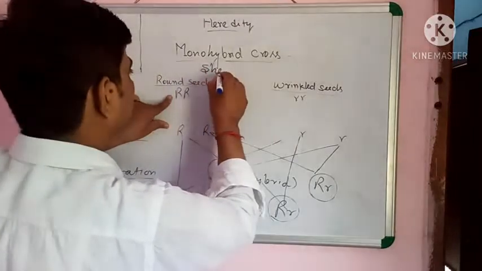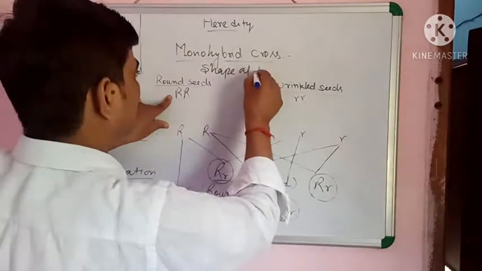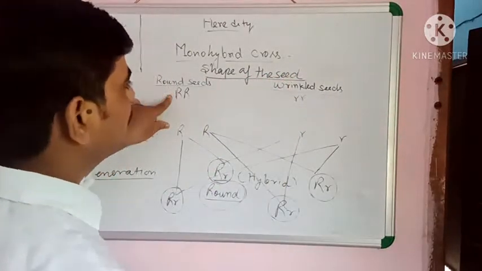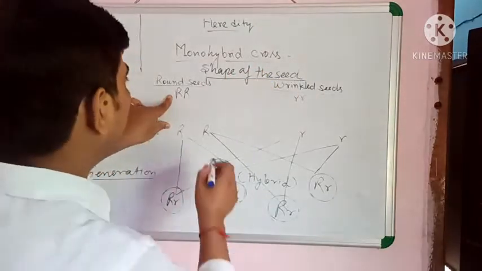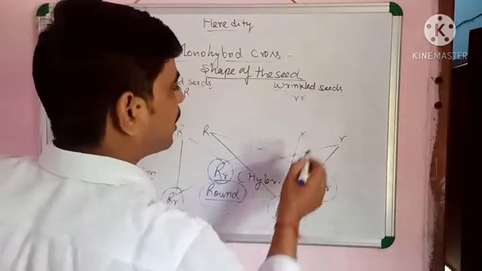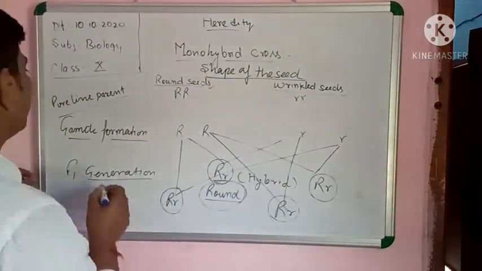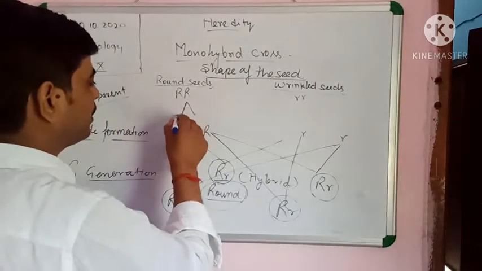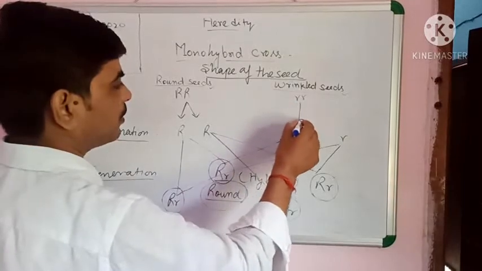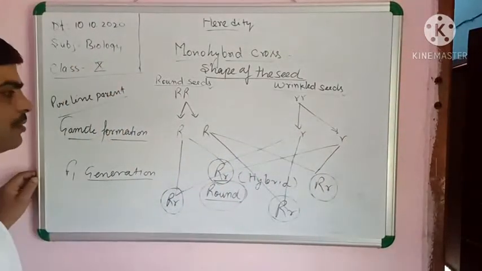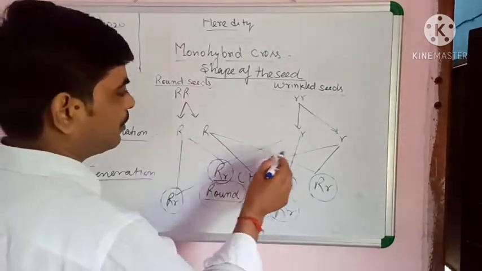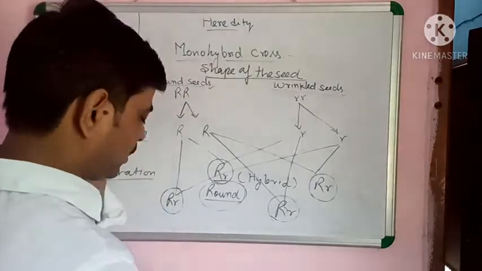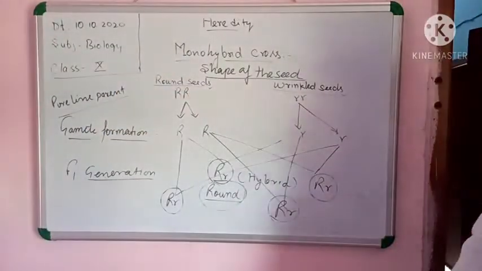So here I am considering only one character, that is the shape of the seed. One character I have taken here, and this shape of seed has two versions, whether it is round or wrinkled. So this is the pure line parent, then gametogenesis happens, they form the haploid gametes, and these gametes from male and female cross together, and in this way the first filial generation has been formed.